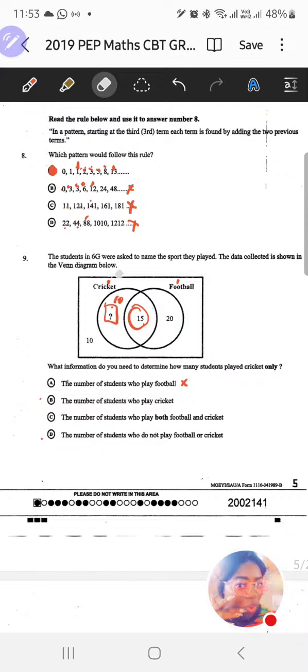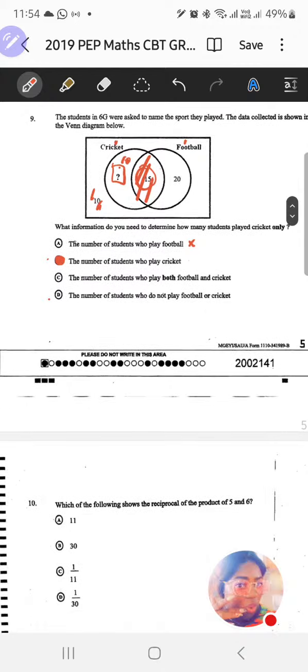All right, now let's look at the third option. The number of students who play both football and cricket. We already have that. It's right here. So we don't need it. We already have that information. The number of students who do not play football or cricket. Well, we have that information, even though this doesn't help us to find the ones who play cricket only. So for number 9, we would need the information at option B to figure out how many students played cricket only.